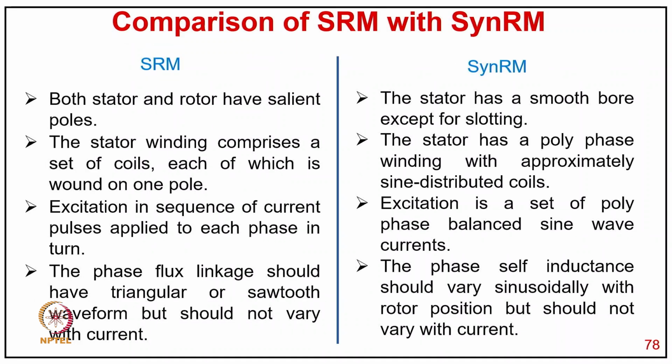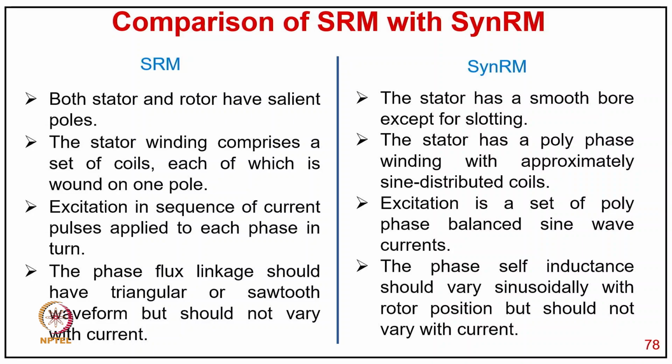Now comparing the reluctance motor with synchronous reluctance motor. In the reluctance motor, both stator and rotor have salient poles. In synchronous reluctance, the stator has a smooth bore except for the slotting. In the switched reluctance motor, the stator winding comprises a set of coils, each of which is wound on one pole. In synchronous reluctance, the stator has polyphase winding with approximately sinusoidally distributed coils.